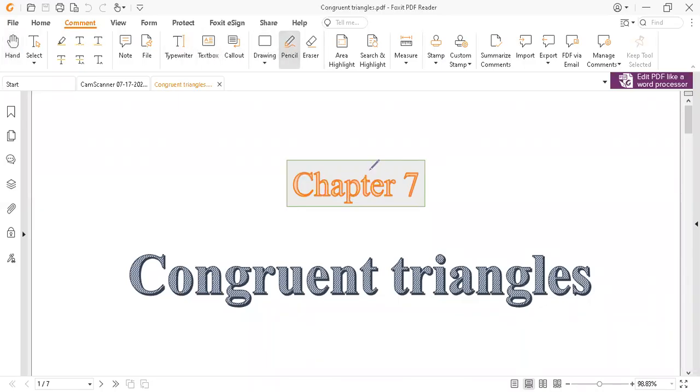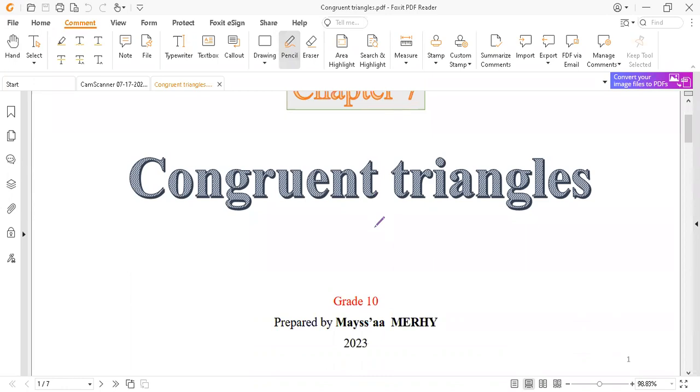Hi everyone. Today we'll explain congruent triangles and the different tests that explain for us why the given triangles are congruent. Congruent, so we mean identical with all the sides.